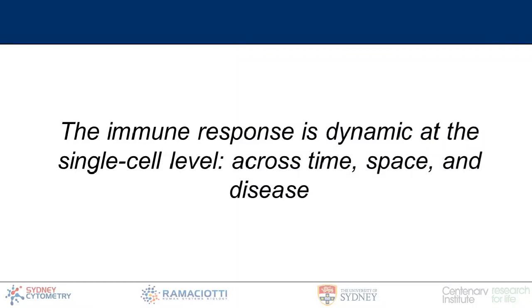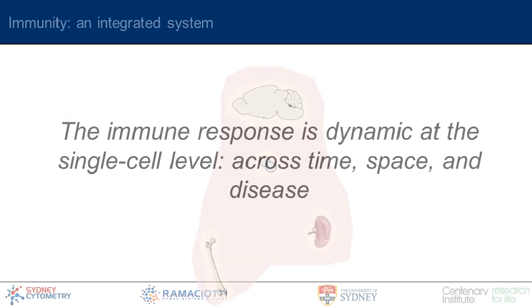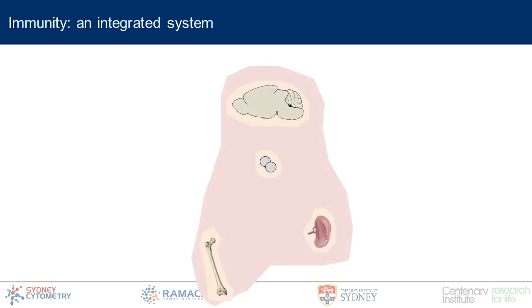Now, the key concept that I want to discuss today as part of this talk is that the immune response is a dynamic process, and dynamic at the single cell level, across time, across space and tissues, and across diseases. Now, if we consider this in a schematic view, you can think of the immune system as something like this. In this little distribution here, you can imagine this would be representative of a person or a mouse. You have a range of different tissues that are all interconnected with each other.